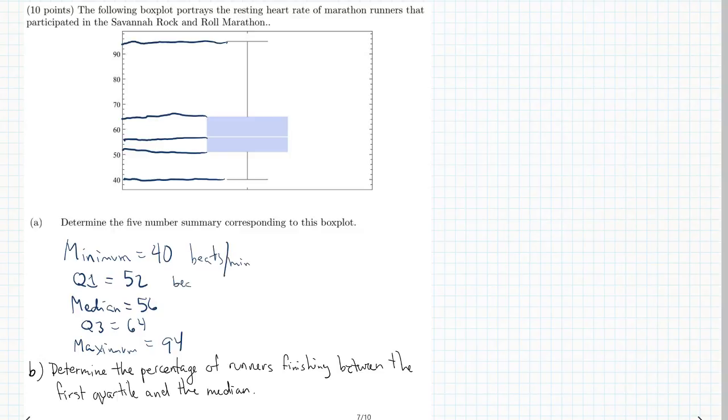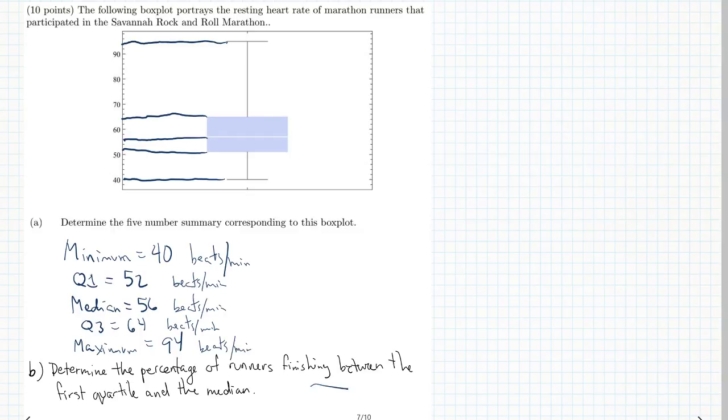So beats per minute, beats per minute, beats per minute, and then beats per minute.